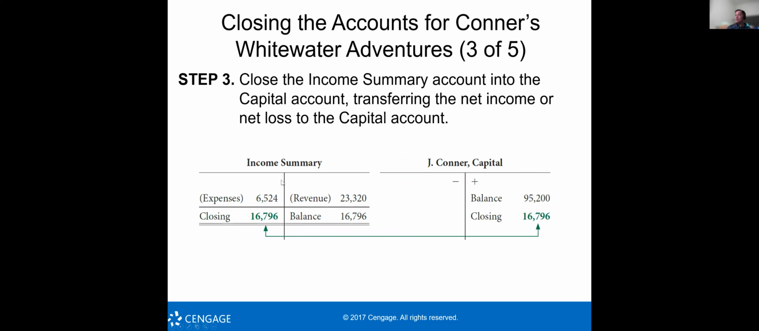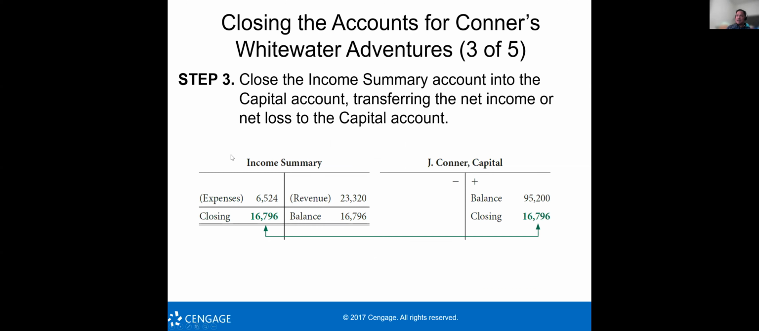And then if you look at your income summary, you have the revenue that you closed, you have the expenses that you closed. In the end, you have a balance of 16,796 credit balance. Your revenue is larger than your expenses. So 16,796 represents your net income because revenue is higher than your expenses.